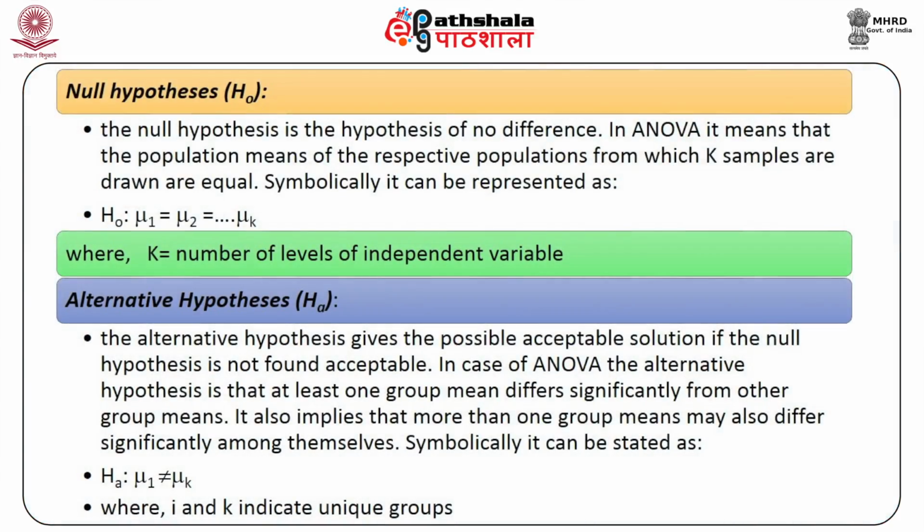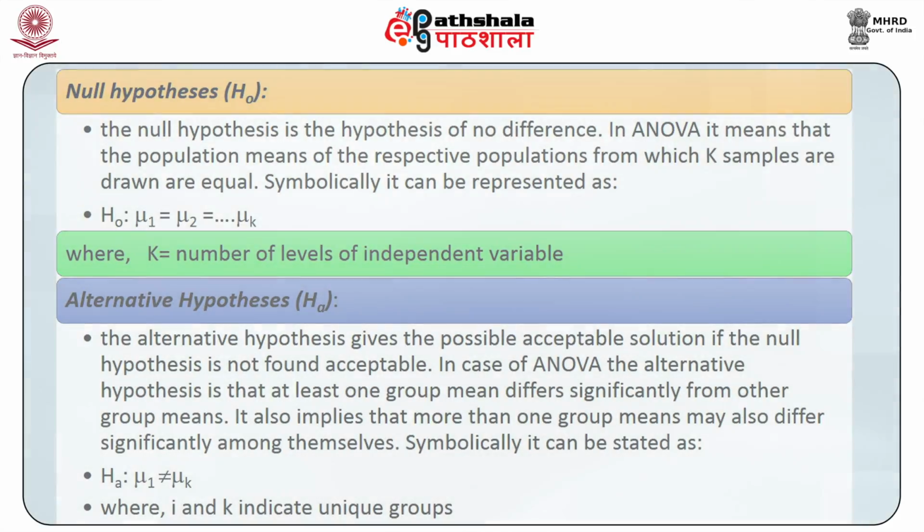Hypothesis for one-way ANOVA. Null hypothesis, H0: the population means from which the K samples are selected are equal, or each of the group means is equal. That is, H0: mu 1 equals mu 2 up to mu K, where K is the number of levels of the independent variable. Alternative hypothesis, HA: at least one group mean significantly differs from the other group means, or at least two of the group means are significantly different. HA can be mu i is not equal to mu k, where i and k indicate unique groups.